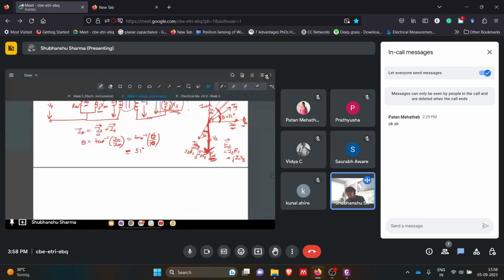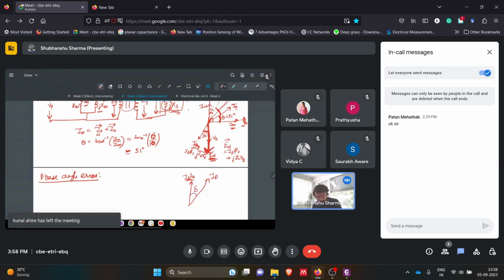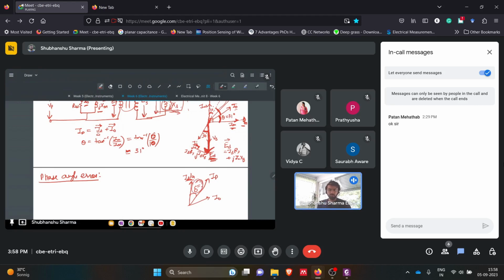But since they are talking about the phase angle error: phase angle error is the angle between the secondary current, that is Is by A, and the primary current, let's say delta, and this was I naught. Okay, so this we know, this is the phase angle error. This is the normal terminology used for phase angle error in instrument transformers. So this is the angle between IP and Is by A. So we have to calculate this delta.